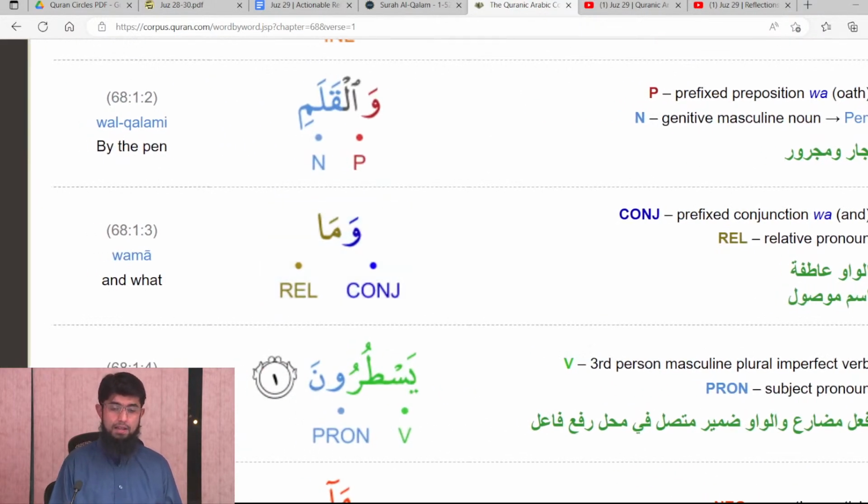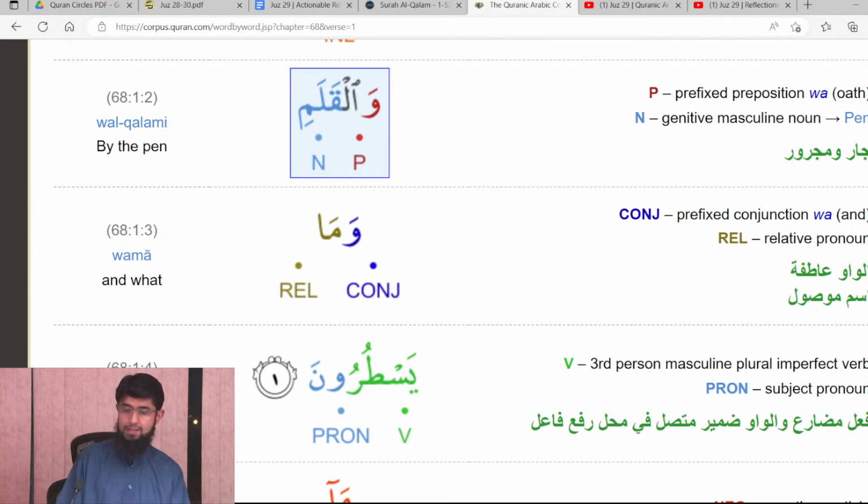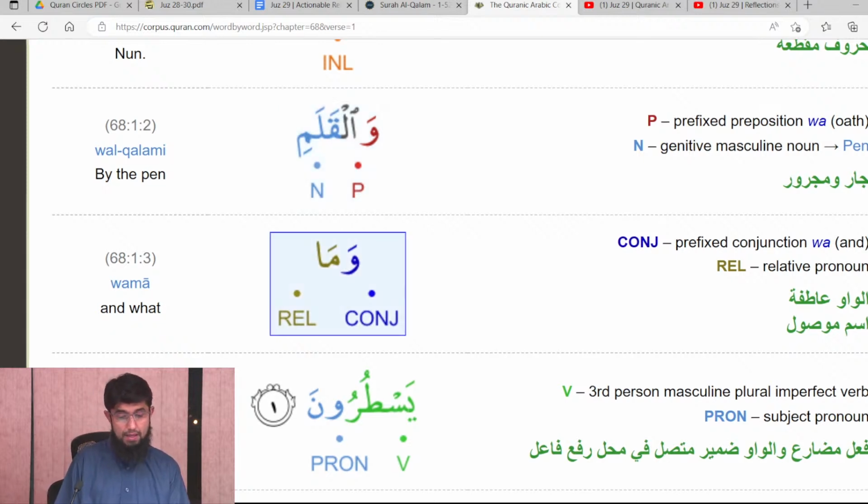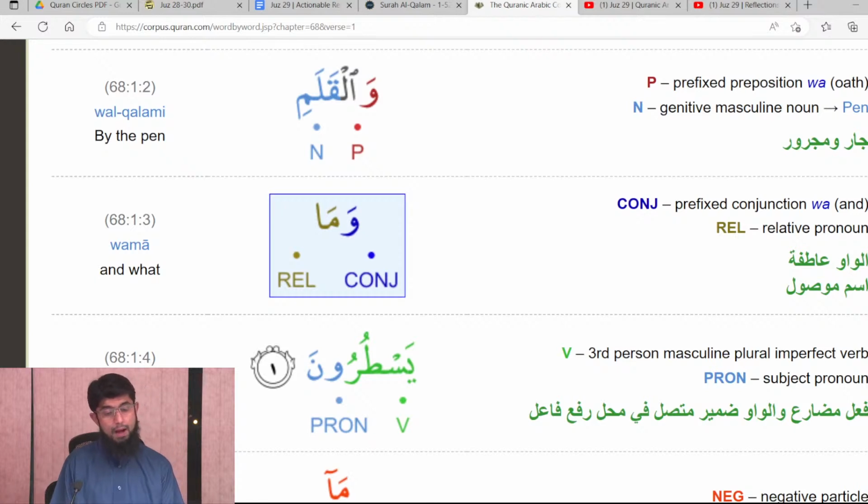Okay, so wa here in this case is used for taking an oath. In general it means "and", but it's also used as a harf of qasam, a harf to take an oath. So wal qalami, so by the pen. Qalam is pen, qaf lam mim. Wama, and what. So ma is used for what, whatever.